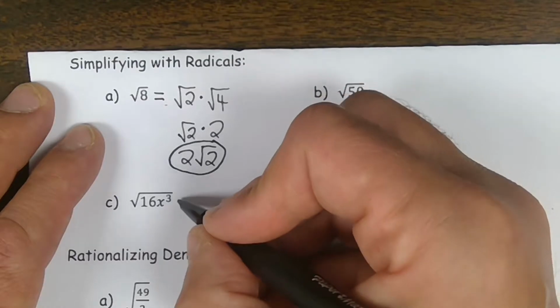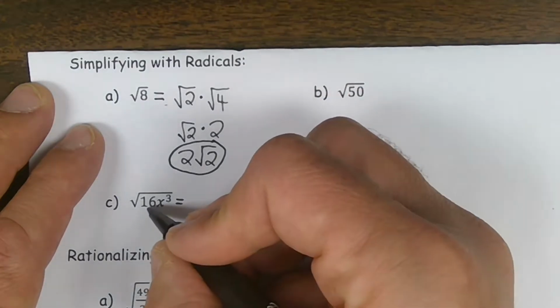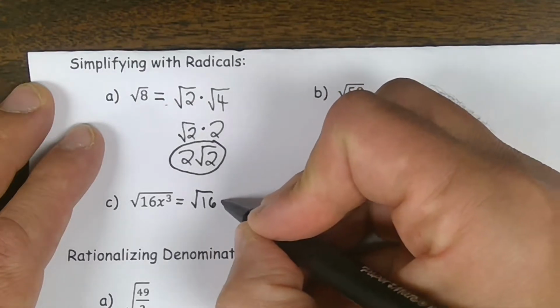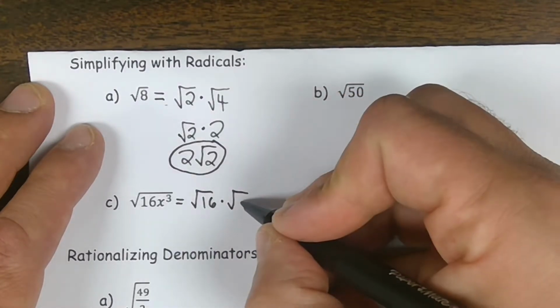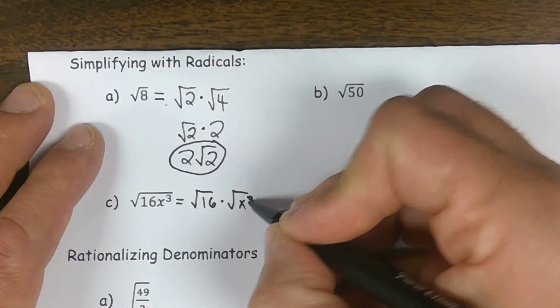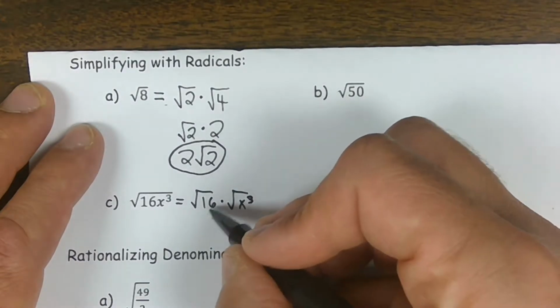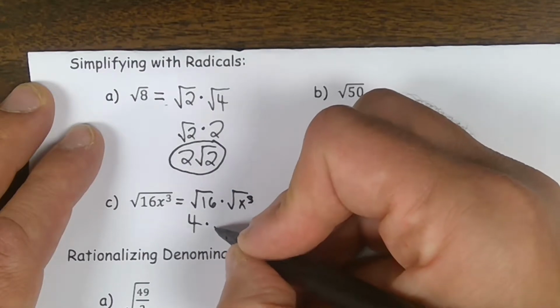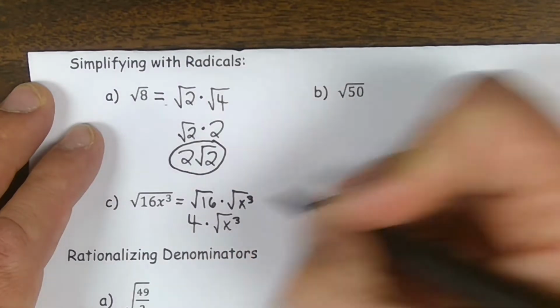Now for this, I've got two parts. I've got this constant term and this x term. So I'm doing the square root of 16 times the square root of x to the power of 3. And so I know the square root of 16, that's 4, times the square root of x to the power of 3.